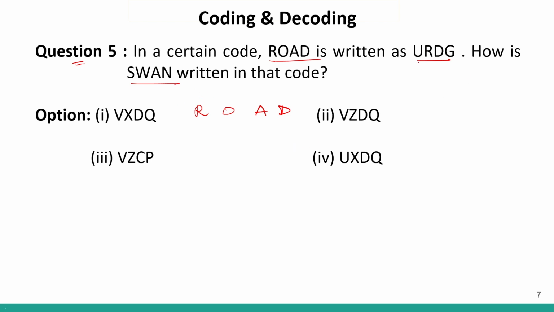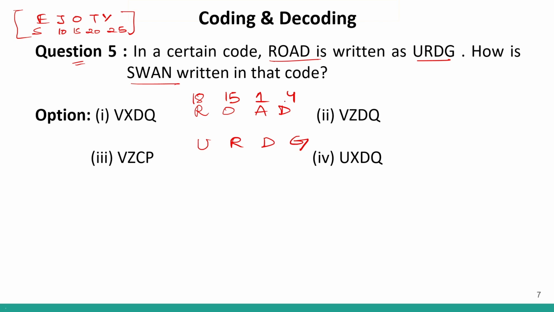Swan is not the code. The code is URDG. So now I will assign them forward ranks. R is how much? 18, O is 15, A is 1, D is 4. What is the shortcut to remember? EJOTY. This is 5, this is 10, this is 15, this is 20 and Y is 25. So this is the shortcut to remember forward ranks. So these are the forward ranks. For URDG it is 21, 18, then D is how much? 4 and G is 7.